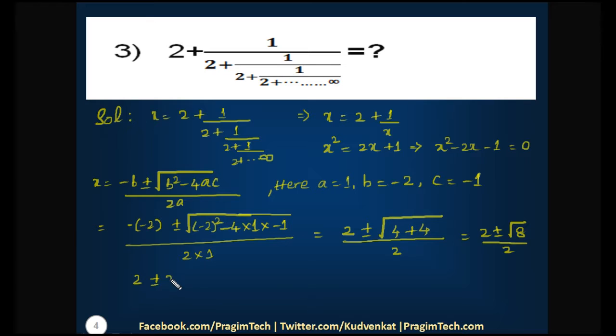So 2 plus or minus 2 root 2 divided by 2. By taking 2 as common, it will be 2 into 1 plus or minus root 2 divided by 2. Here we can cancel out 2, which will be equal to 1 plus or minus root 2. These are the two values for the given question, right? Let's look into question number 4.